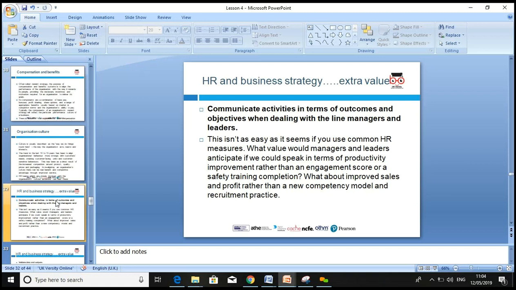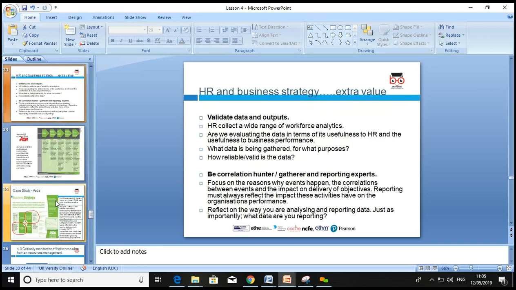We could speak in terms of productivity improvement rather than engagement scores or safety trend completions. What has improved in the sales and the profit? So we can reflect whether the strategy we made is reflected in terms of sales, performance, and customer satisfaction. So for HR and the business strategies, we need validated data and output.